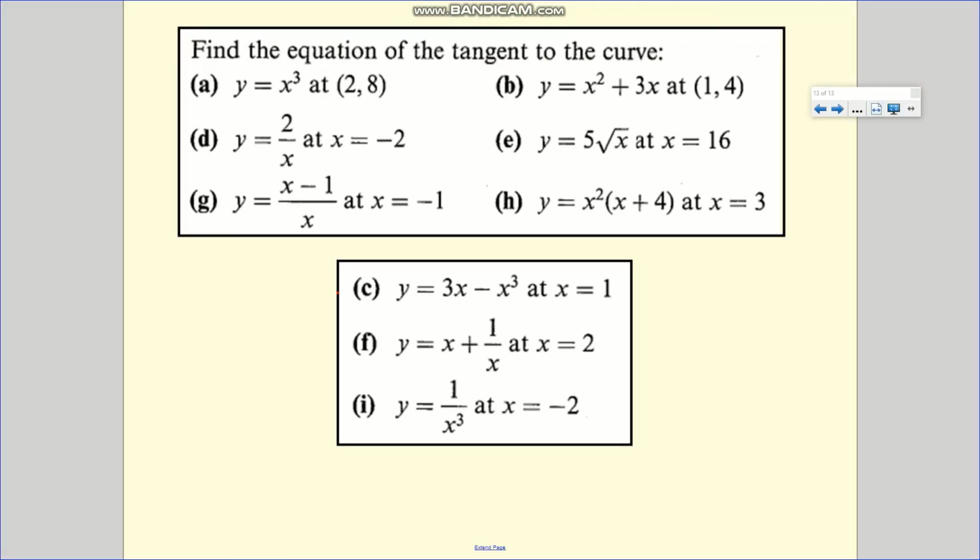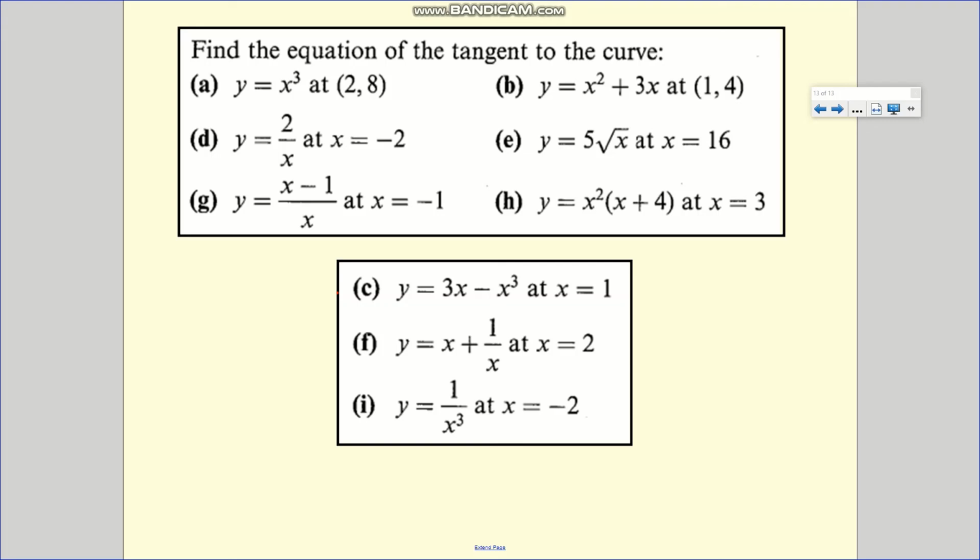Right, to finish off today, this is your last activity. What I'd like you to do is find the equation of the tangent to each of these curves at the given points or at the x values that are stated. For the first two, because you've got the coordinates already, you don't have to do that blue step, the first step where I substituted the x value into the original function. You've already got your coordinate there.